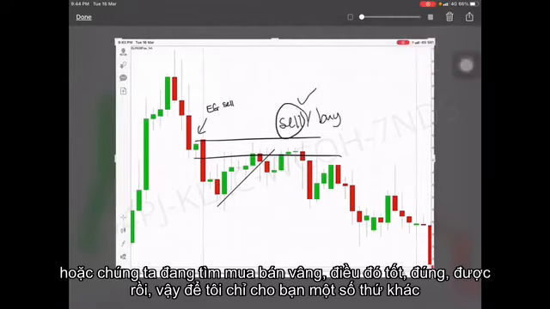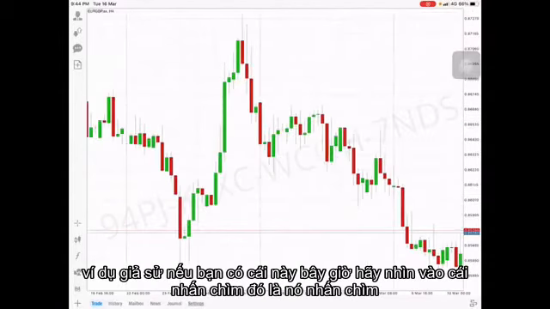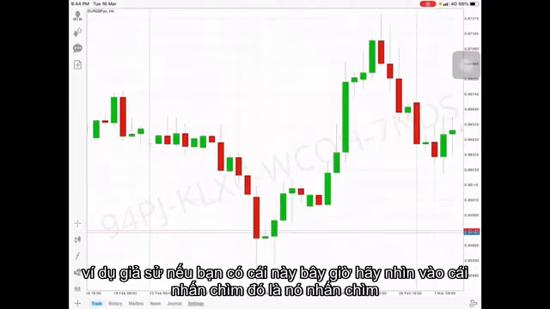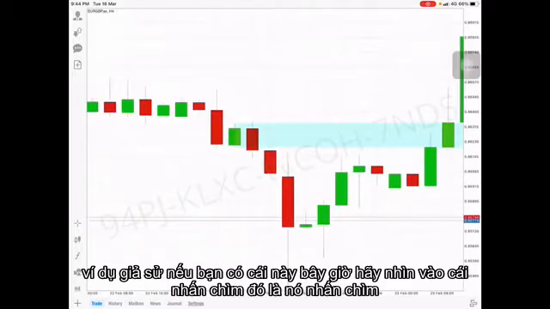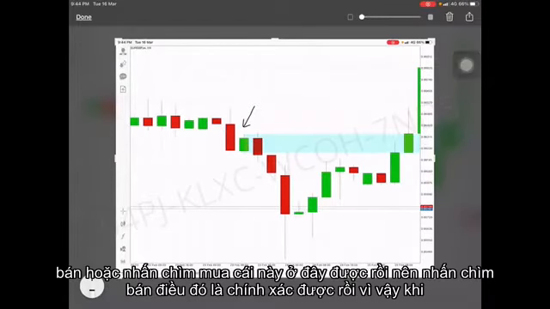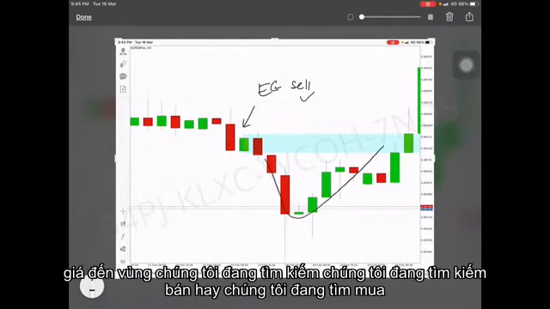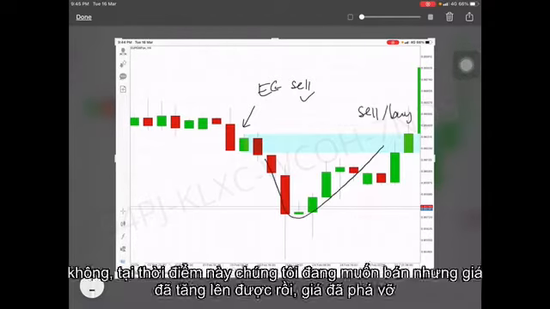Okay. So let me show you some other examples. Let's say if you have this one. Okay, now look at that. What engulfing is that? Is it engulfing sell or engulfing buy? This one is sell. Okay, so engulfing sell. That is correct. Okay, so when the price comes to the zone, what are we looking for? Are we looking for sell or are we looking for buy? We're looking for buy. Nope.